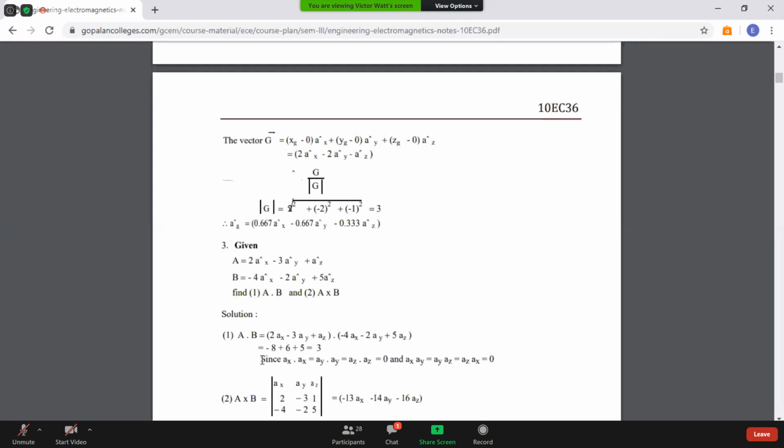So that's why it works out to minus 8 plus 6 plus 5, which is 3. So A dot B is 3.